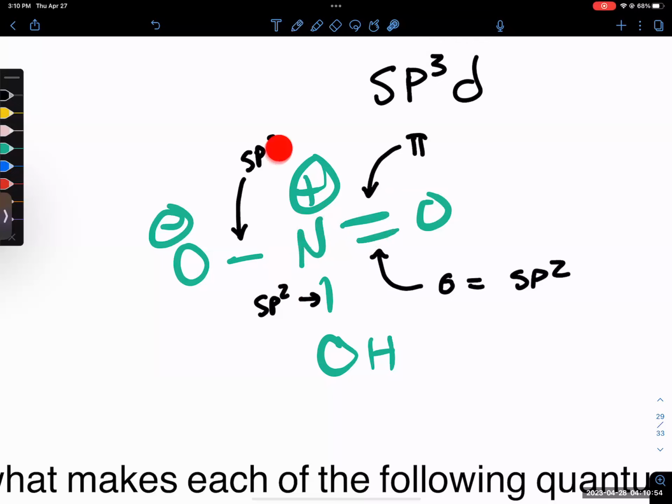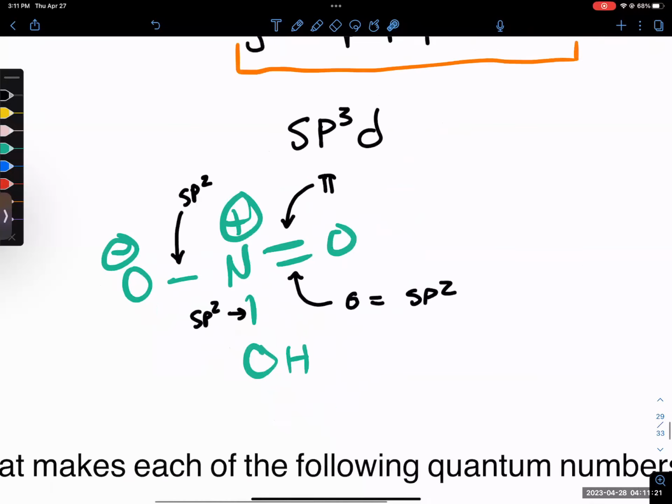So sp2 hybridized is just a characteristic of the atom. But when you add double bonds, those are not hybrid orbitals. Those are just p orbitals that are overlapping to make a pi bond. So the pi bond is not an sp2. It's a pi bond composed of two p orbitals overlapping.